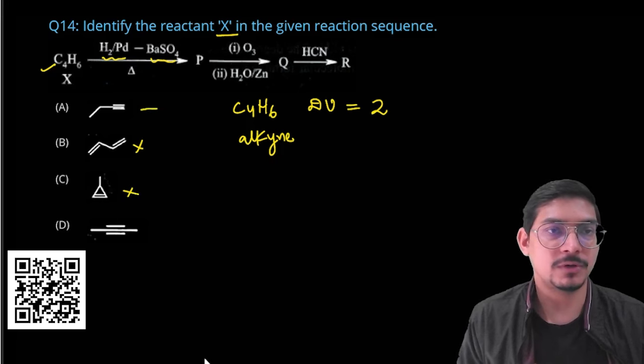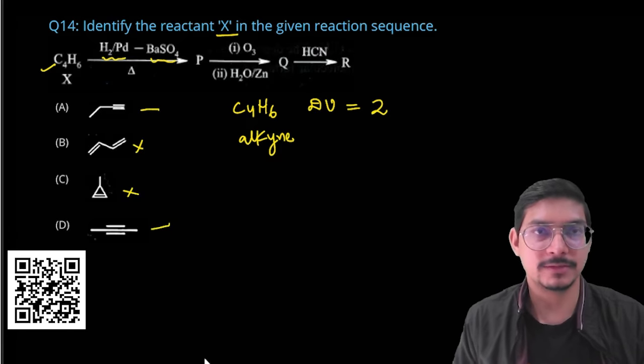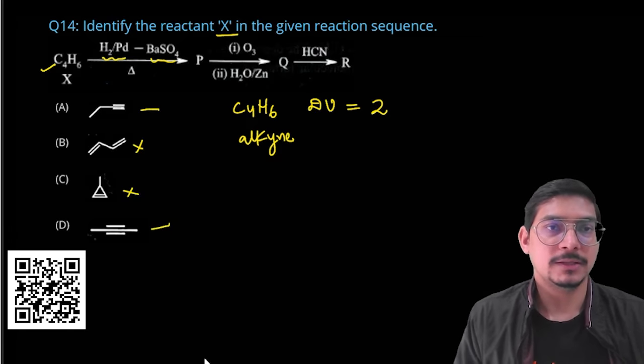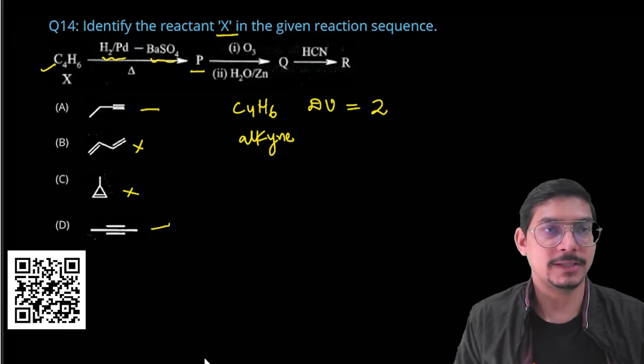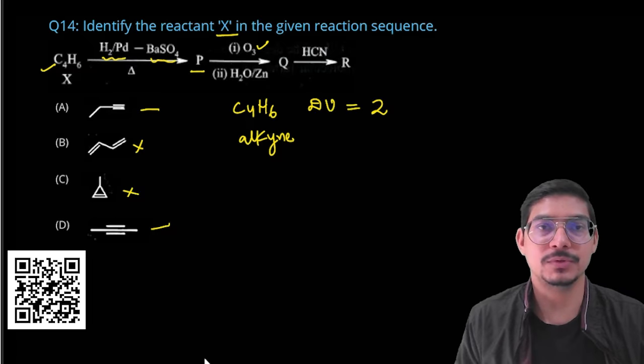That leaves us with option A and D. Let us analyze the complete reaction sequence. The product P that is formed upon the catalytic reduction of the reactant X undergoes reductive ozonolysis, that is, reaction with ozone followed by reductive cleavage in the presence of zinc, and it yields a single product Q.